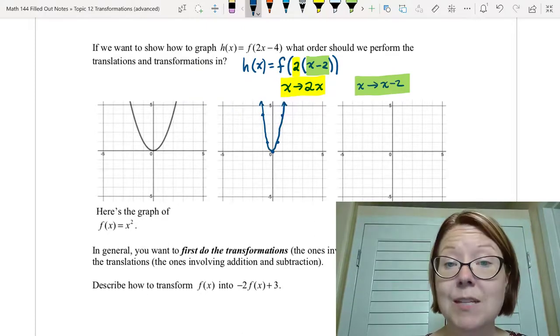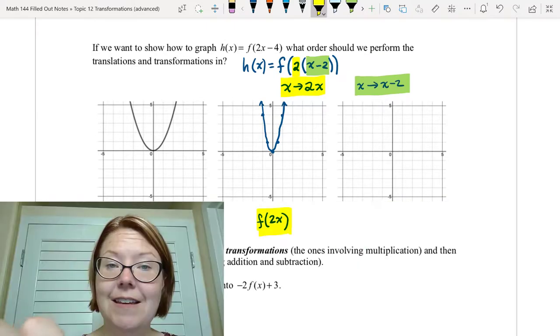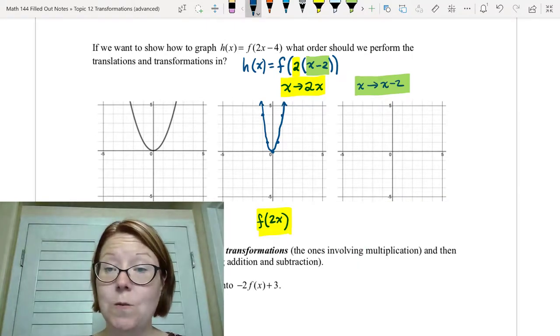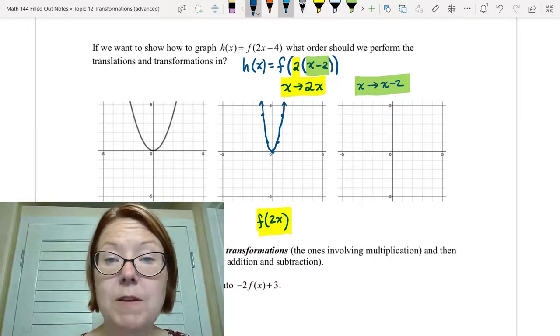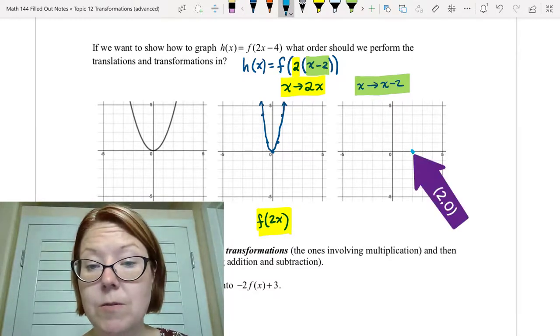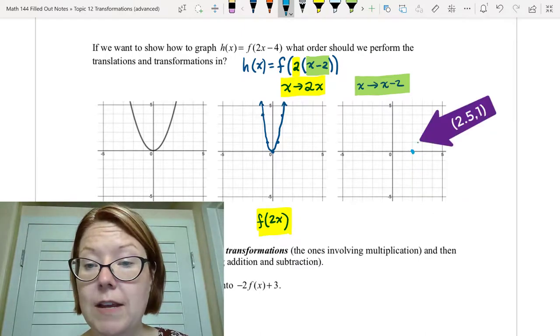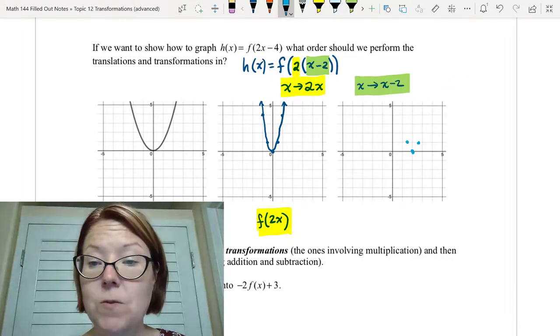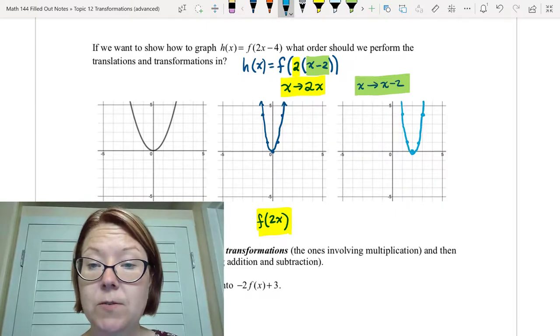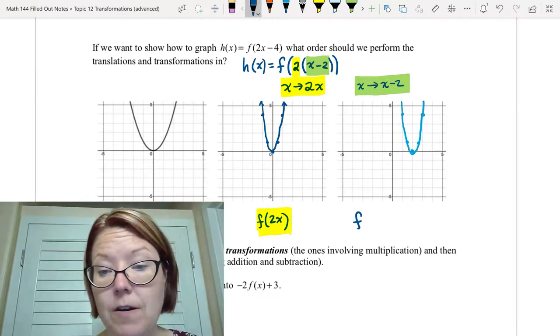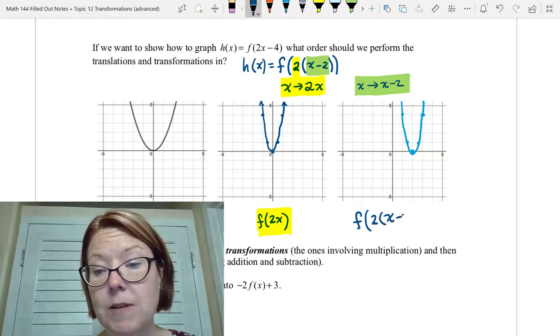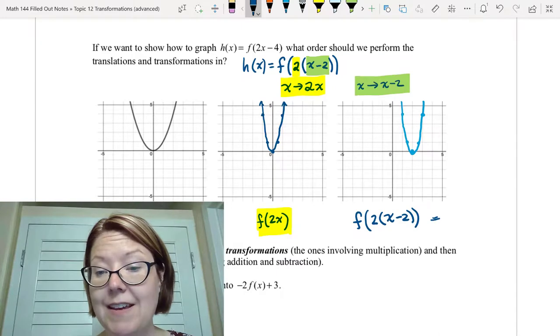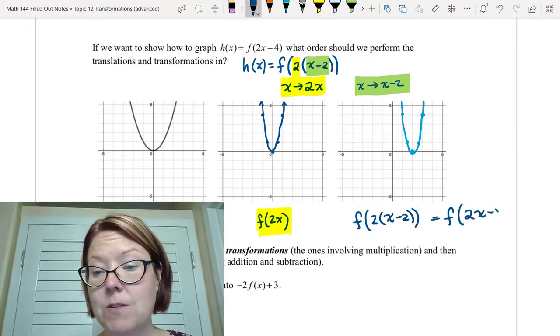So that would be simply f of 2x, and now we're going to do the movement to the right by 2 units. So now we pick up each of these points. 0, 0 becomes 2, 0. 1 half, comma 1 becomes 2 and a half, comma 1. Negative 1 half, comma 1 becomes 1 and a half, comma 1. 1, 4 becomes 3, 4. And negative 1, 4 becomes positive 1, 4. When we do this, we've actually done f of, the 2 is still there, and the x gets replaced by x minus 2, which is the same thing as f of left parentheses 2x minus 4 right parentheses.